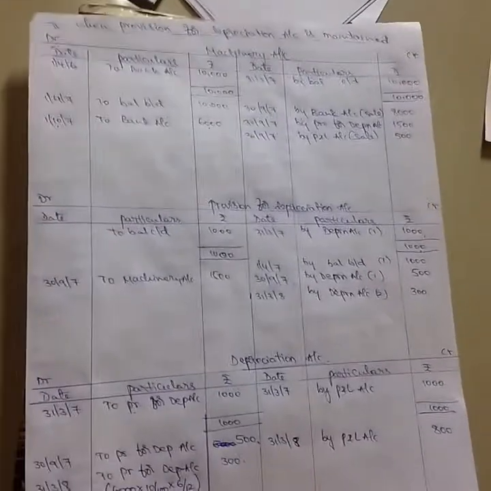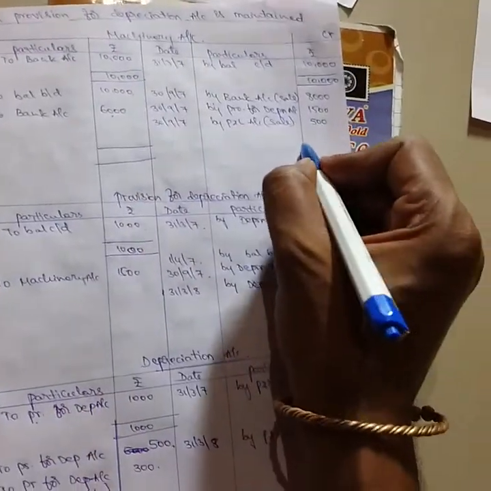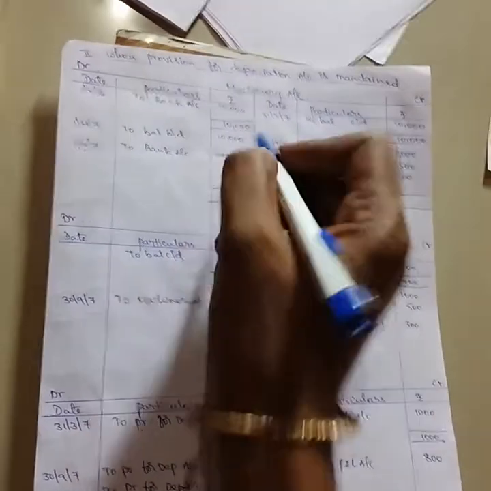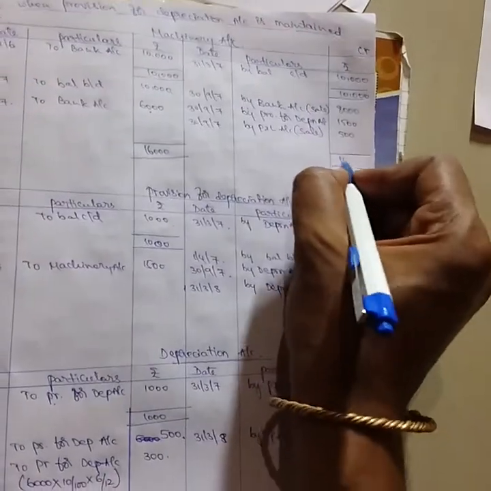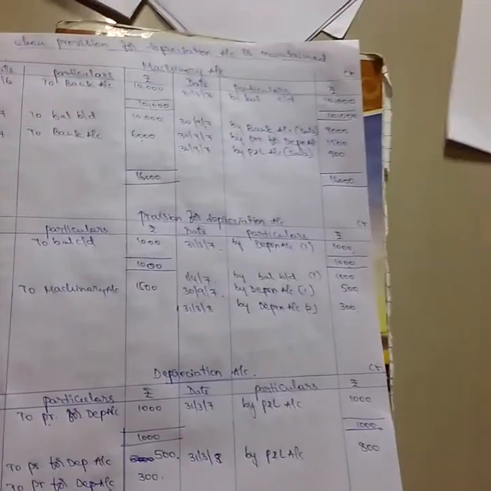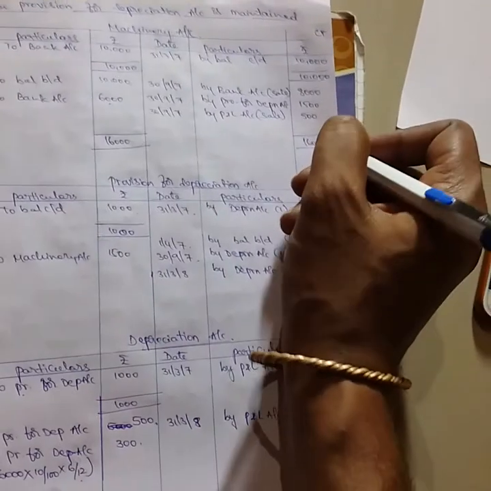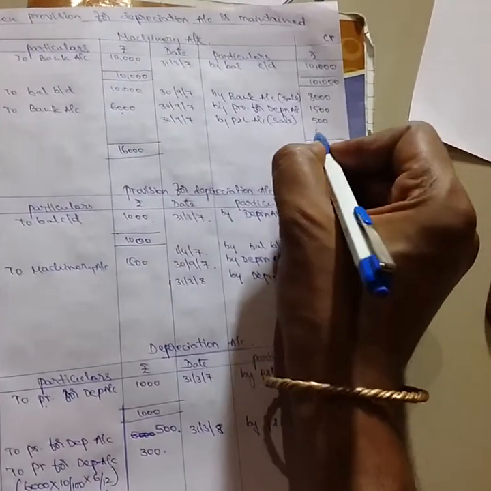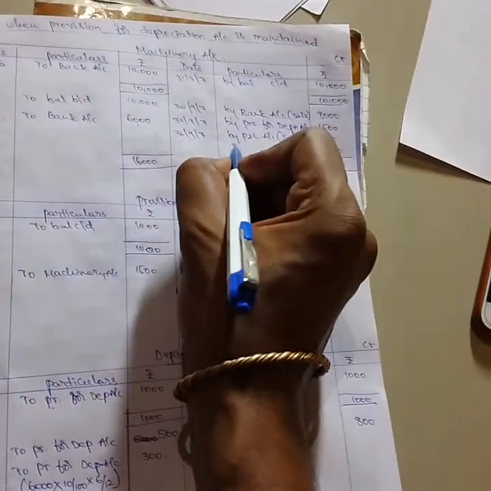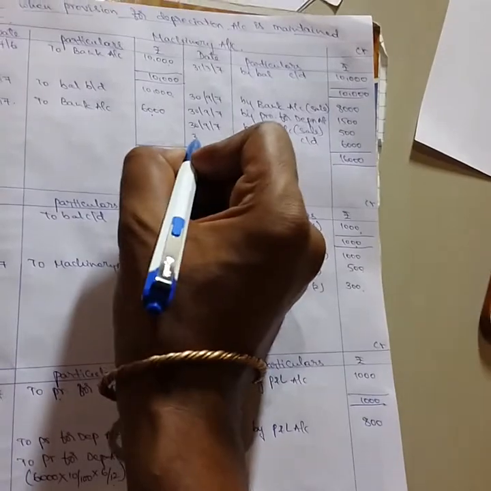Now the balance. Credit side is more: 10,000 plus 6,000 is 16,000. 16,000 minus 10,000 is 6,000. So this is by balance carried down on 31st/3/2008.